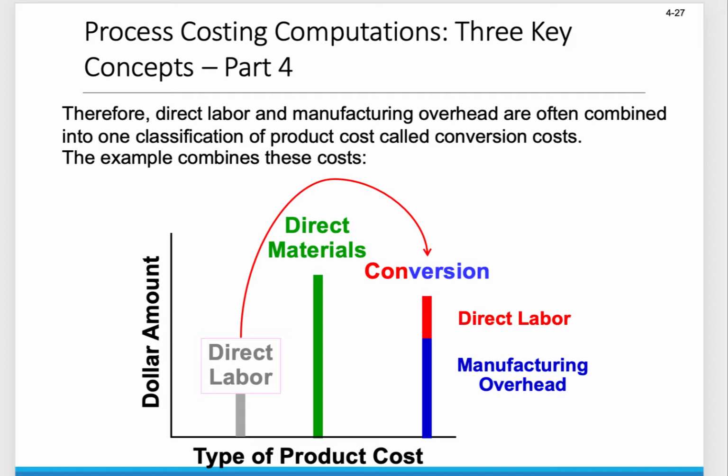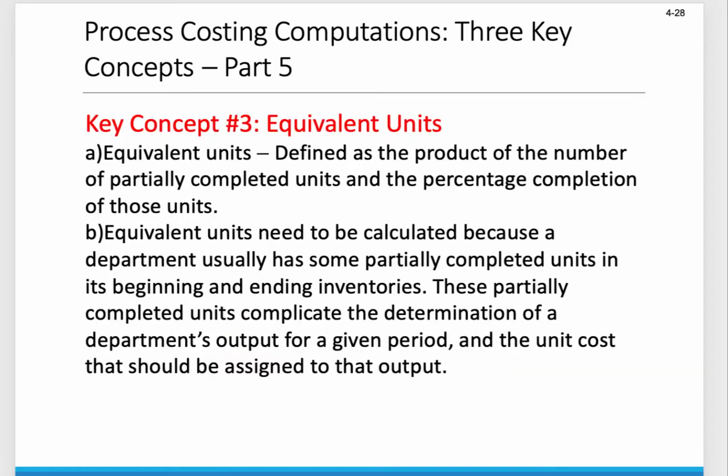The next thing we need to look at, the third key concept, is these equivalent units. What are equivalent units? We define the equivalent unit as the product of the number of partially completed units. So we're dealing with partially completed units here, which means we're going to need to figure out a percentage.